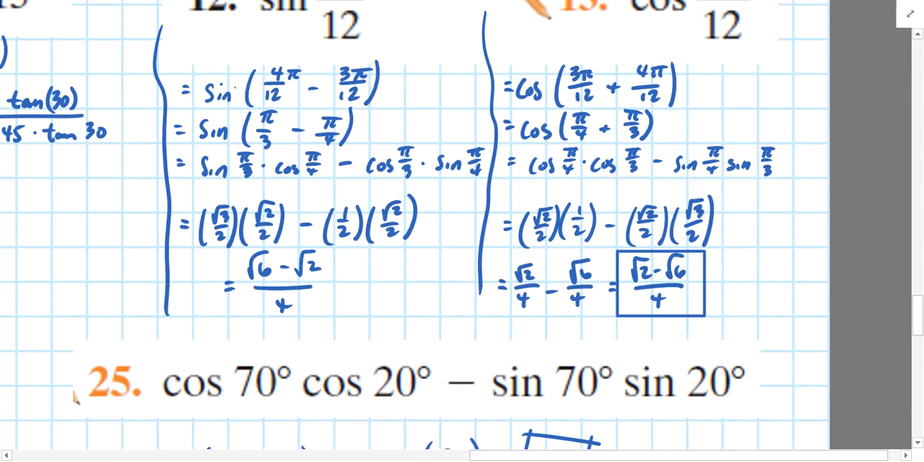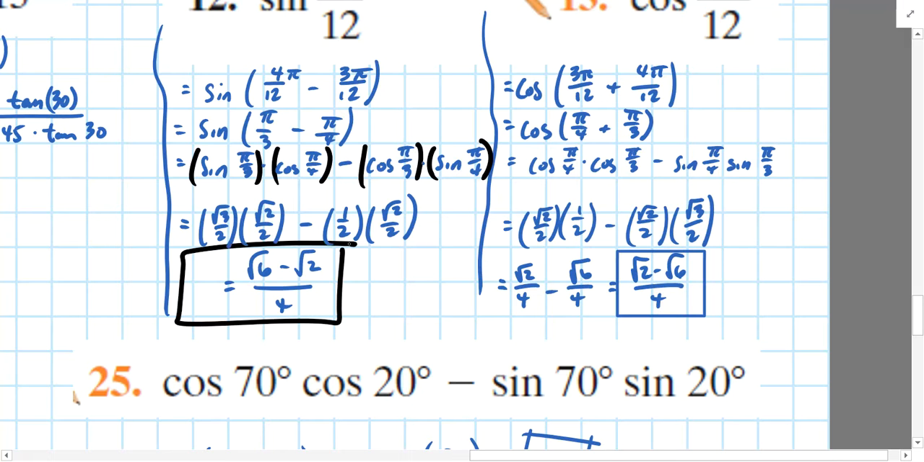For this case, the difference identity for sine requires sine of pi over 3 times cosine of pi over 4 minus cosine of pi over 3 times sine of pi over 4. Each of those components can be evaluated and further simplified, and we again now have a precise result.